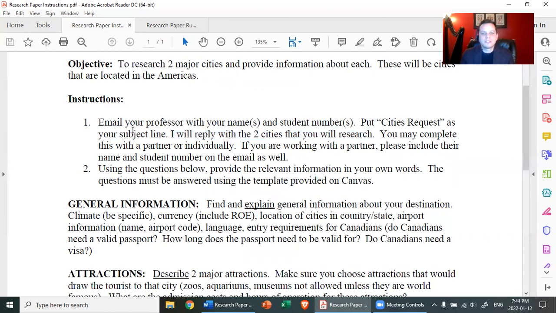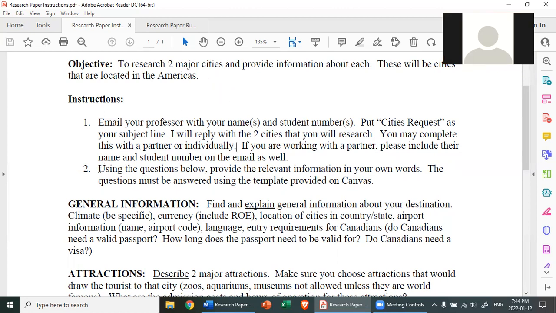And once again, you can do this with a partner or individually. If you're working with a partner, make sure you put their name and their student number as well in this email. But if you are doing it with a partner, just 1 email from each group is fine. I don't need 2 emails telling me the same thing, for example.